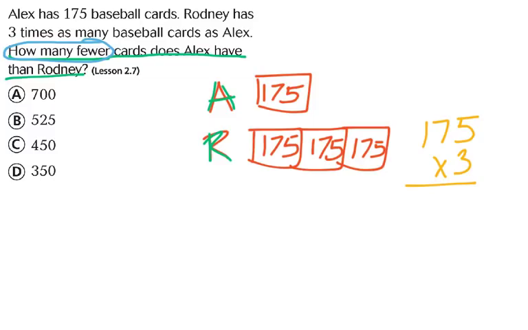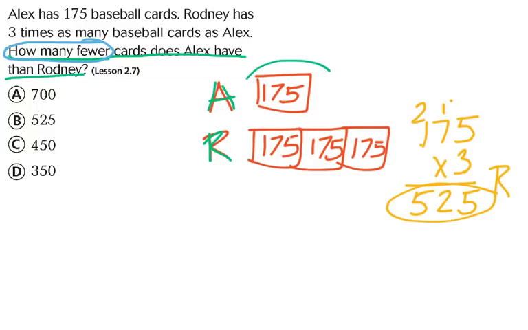5 times 3 is 15. I'm going to put my 5 and carry my 1. 3 times 7 is 21, plus 1 more is 22. I put my 2 and carry my 2. 3 times 1 is 3, plus 2 more is 5. So this is the total that Rodney has.